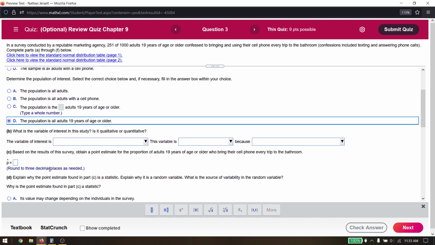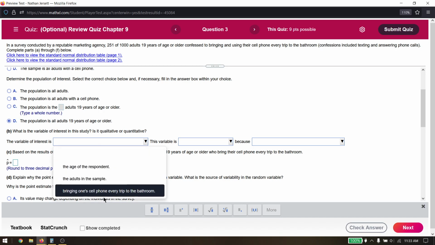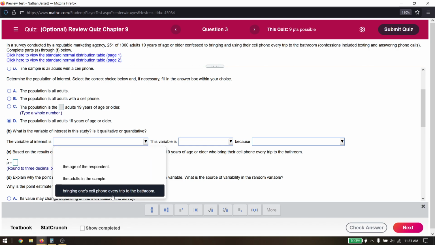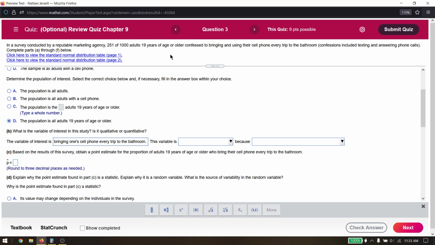Okay, what is the variable of interest in this study? Is it qualitative or quantitative? The variable of interest is whether they bring the cell phone or not. 251 did bring them, so that's the variable of interest. Not the adults, not the age. We don't care about the age at all. It's not the variable here. The 251, which is successes, is bringing the cell phone or not. The variable is qualitative with two outcomes, or quantitative? Definitely qualitative. Either they do or they don't. So yes or no, pretty much.